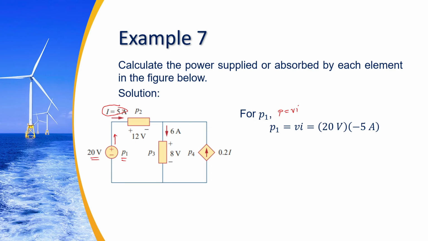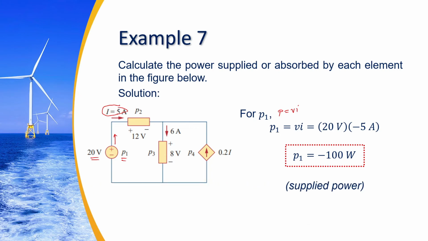Pero, ang magiging sign natin sa 5 is negative. Kasi siya yung nagbigay. Ibig sabihin, nabawasan siya. Tama, siya yung nawalan. Kaya negative. Okay, so therefore, 20 times 5 is 100, pero naka-negative sign. Therefore, ang power natin is negative 100 watts. Okay, since siya yung nagbigay, siya yung nag-supply, so power supplied siya.